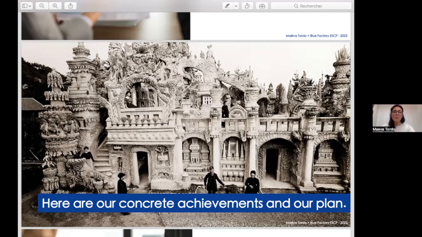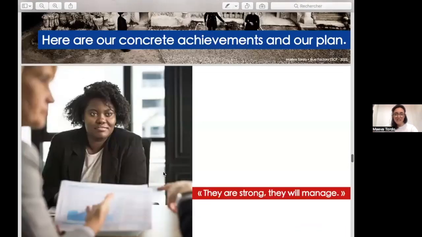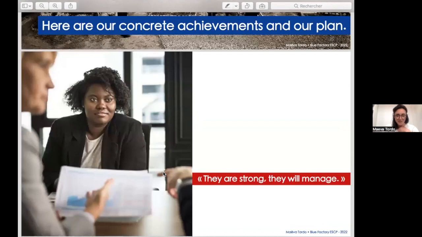So be able to share with us what are the easy steps to move on that you will use. We are almost arriving at the end, so that's a good timing almost. There are strong that will manage. This is a very strong one.